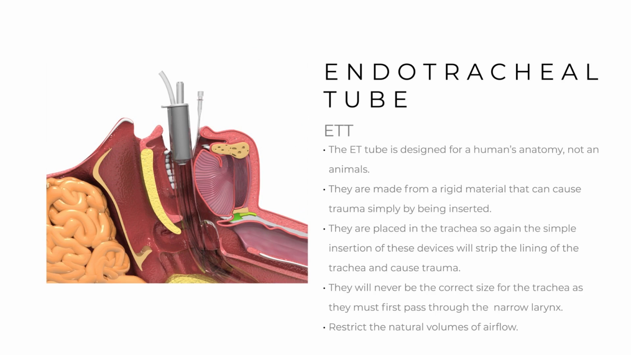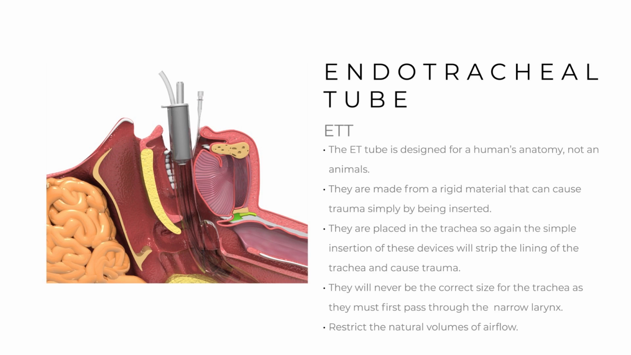There are several issues with the ET tube. The first is that it's manufactured for a human's anatomy and is therefore not suitably shaped for our patients. The hard material that they are made from almost guarantees that damage will be done immediately upon insertion into the trachea. The device will strip away the delicate cilia away from the lining of the trachea, causing trauma and exposing the patient to infection.